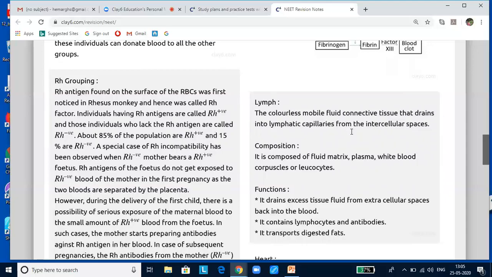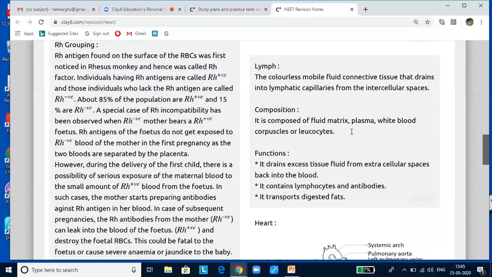Now, if you look at the functions of the lymph, it helps in the exchange of nutrients, gases, and hormones. It is also responsible for the immune responses in the body, as it contains lymphocytes and antibodies. Fats are absorbed through lymph in the lacteals present in the intestinal villi.